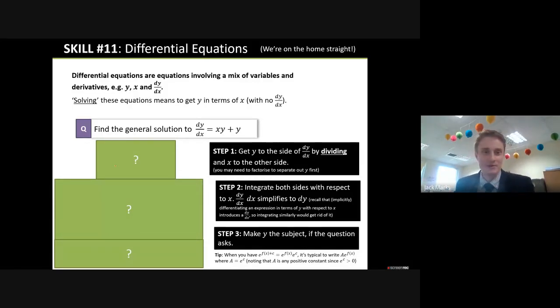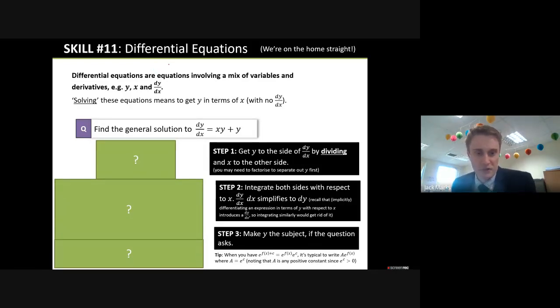Okay then, so we're almost there. Differential equations. This is our last part really. Differential equations, understanding what they are and doing some work with them. And then the next part will be trying to solve some in context.